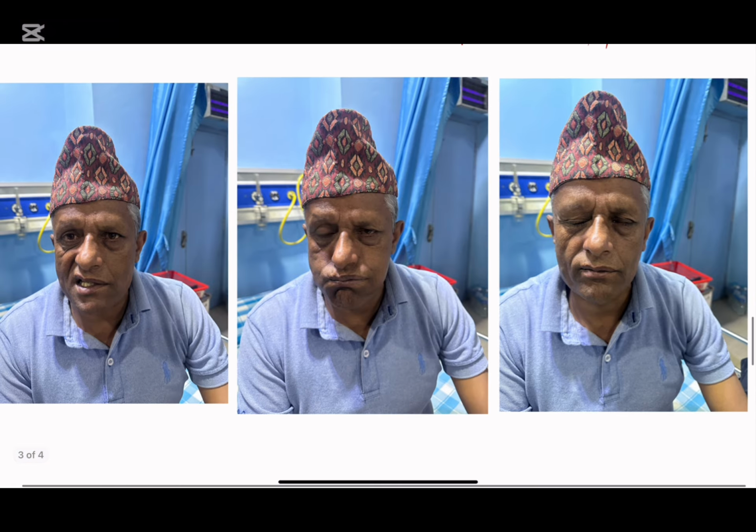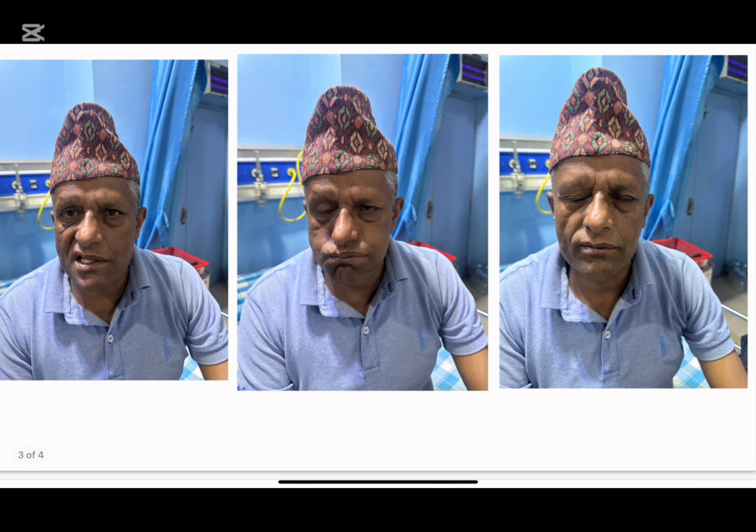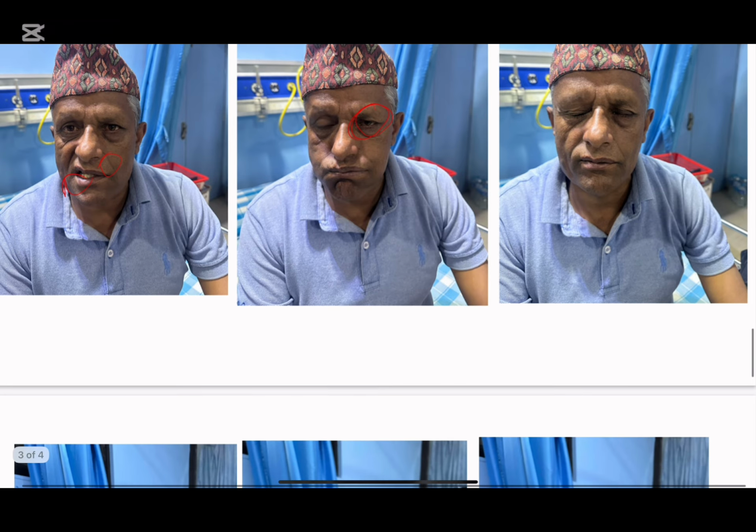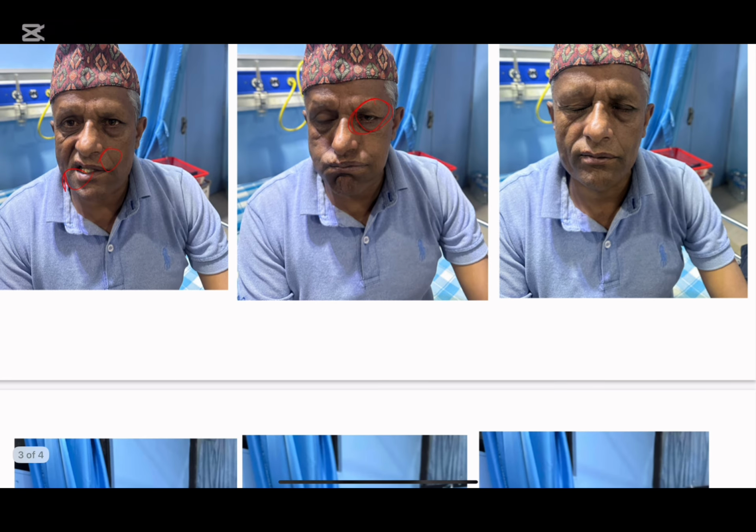And we have another patient. There is deviation to the right side, loss of nasolabial furrow, unable to close the left eye, and this is also left-sided Bell's palsy.